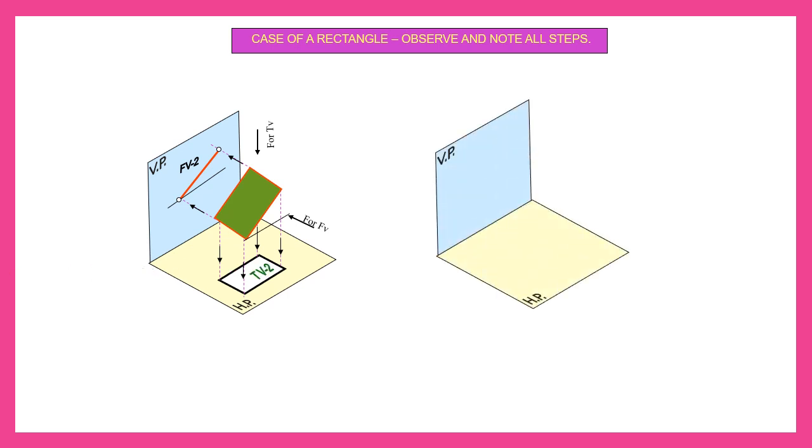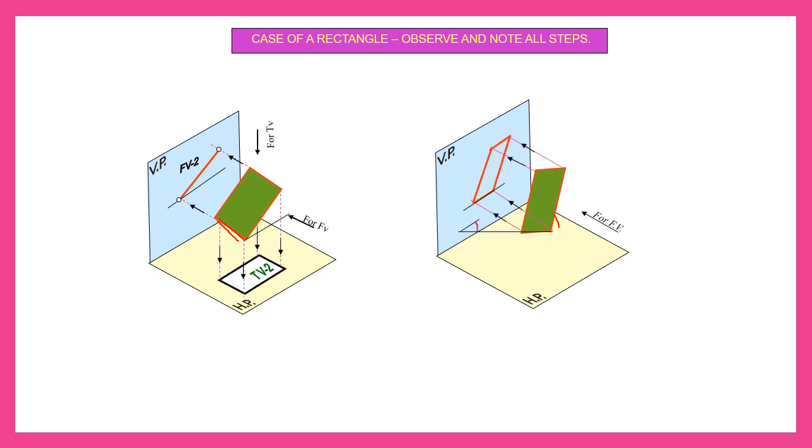So now the side will also be inclined. You can see this, now it is tilted. This is the surface inclination and this is the side inclination.